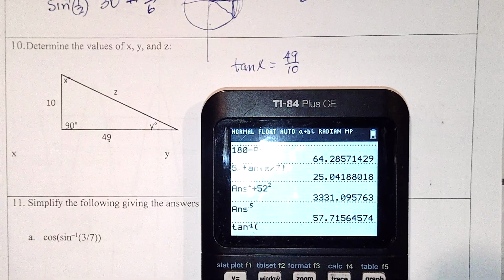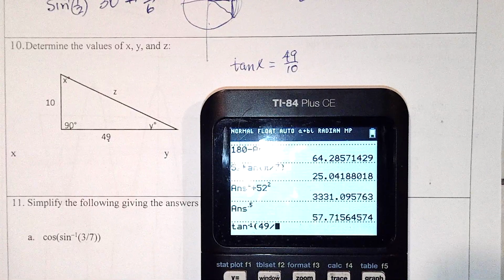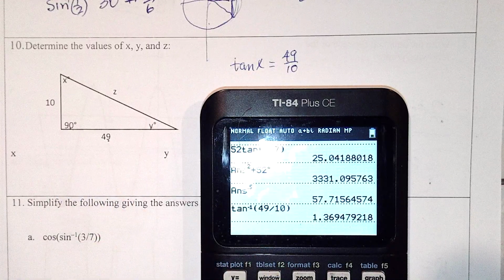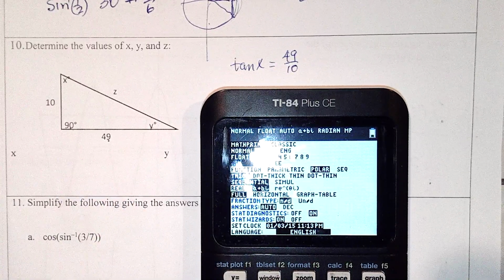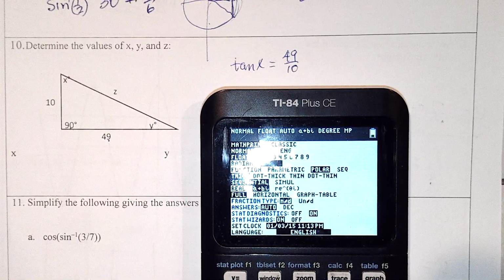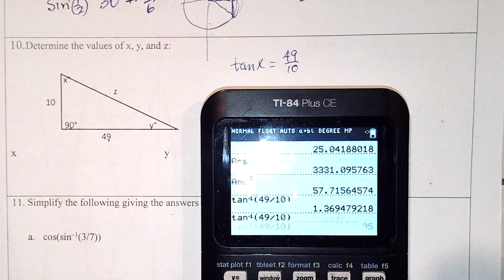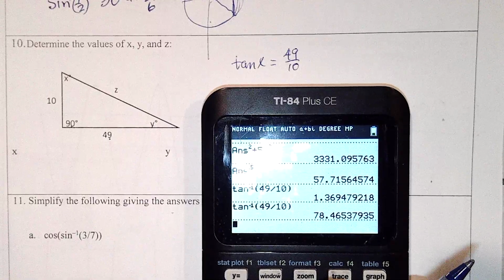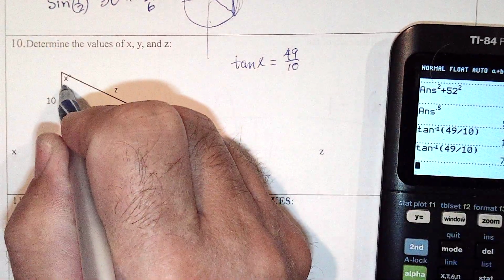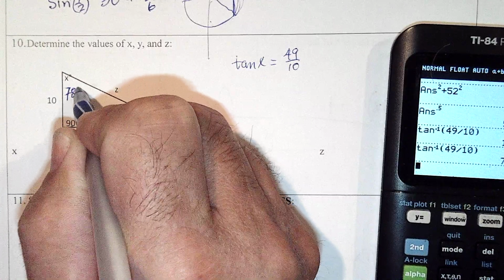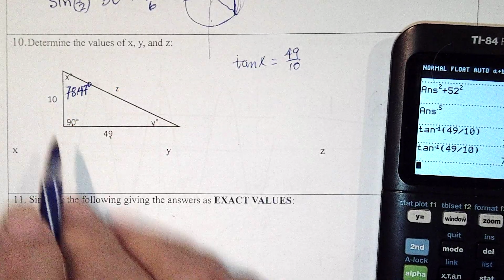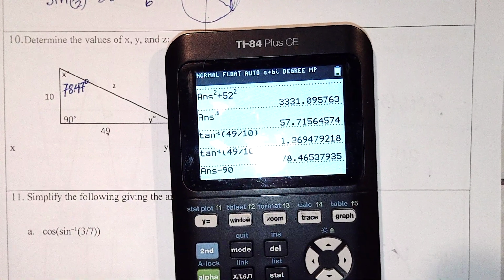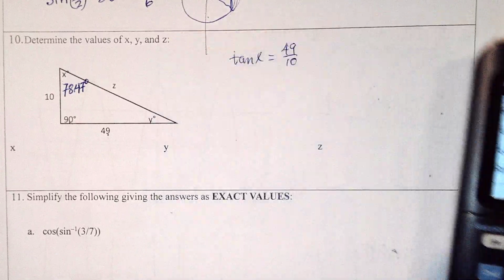Tangent inverse of 49 divided by 10. And that's in radians. I have degrees here, so I'm going to go to my mode, change to degrees, and then I can just press enter, and it says x is 78.47. And so I can take that from 90, and I get 11.53.